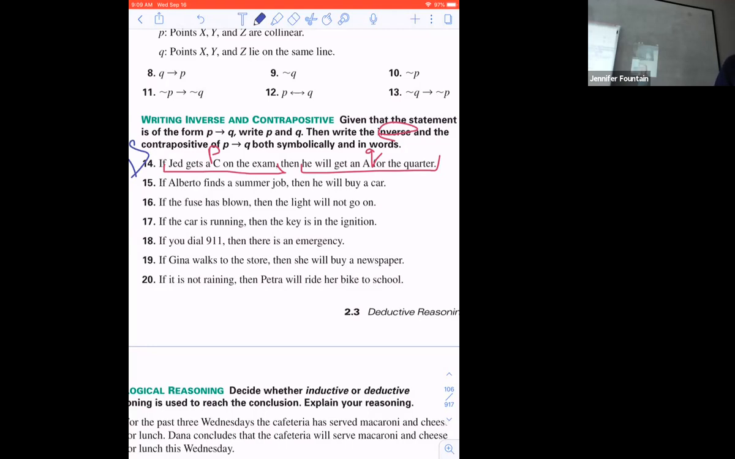And finally, 20, if it is not raining, then Petra will ride her bike to school, P then Q. Inverse, if Petra rides her bike to school, then it is not raining. So that is Q then P. And then the contrapositive is going to be if Petra does not ride her bike to school, then it is raining. So that's going to be not Q, then not P.